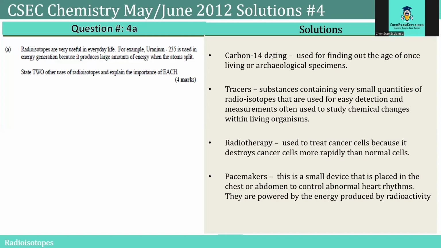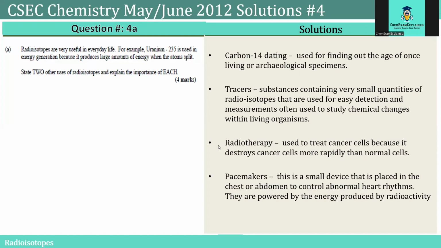1. Carbon-14 dating. This is used for finding out the age of once living or archaeological specimens. 2. Tracers. These are substances containing very small quantities of radioisotopes that are used for easy detection and measurements, often used to study chemical changes within living organisms.